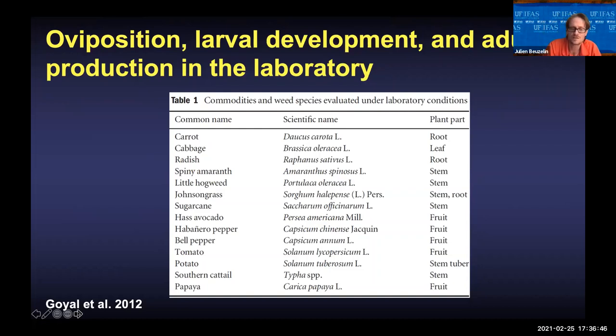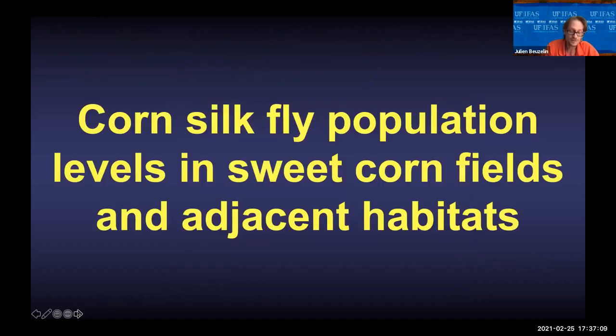And what they found is that the cell flies laid eggs in all those plant tissues, and the only two plants where they did not have development were carrot and potato. So all those plants do have the potential to produce cell flies. So habitats that are adjacent to sweet corn most definitely should play a role in corn cell fly pest pressure.